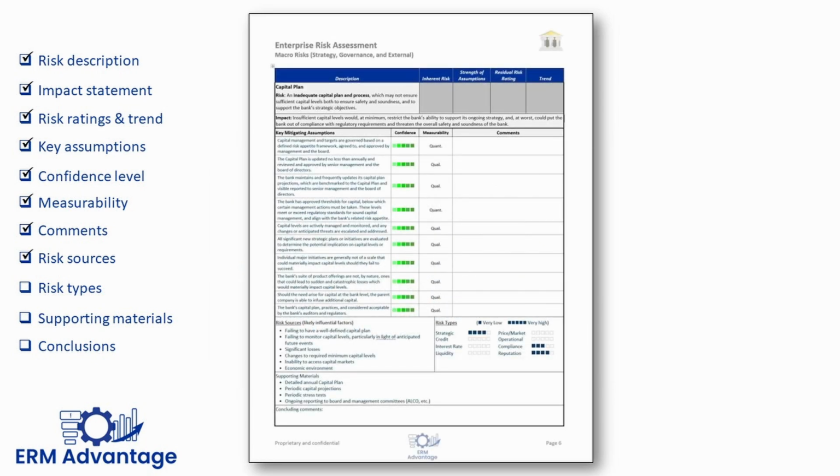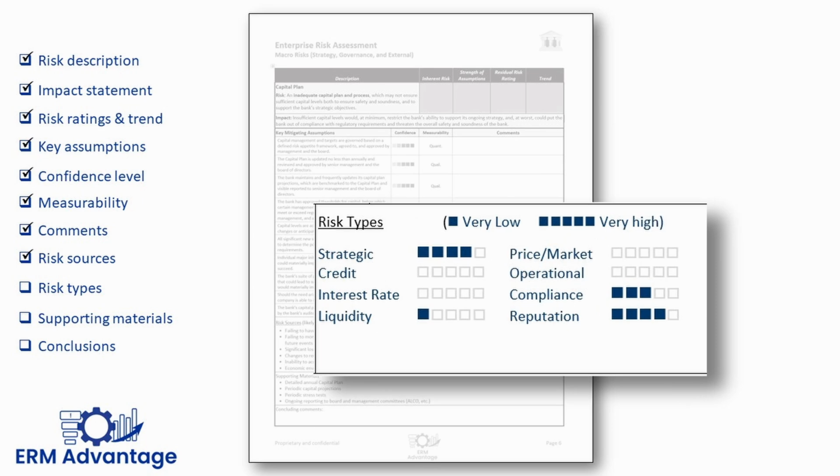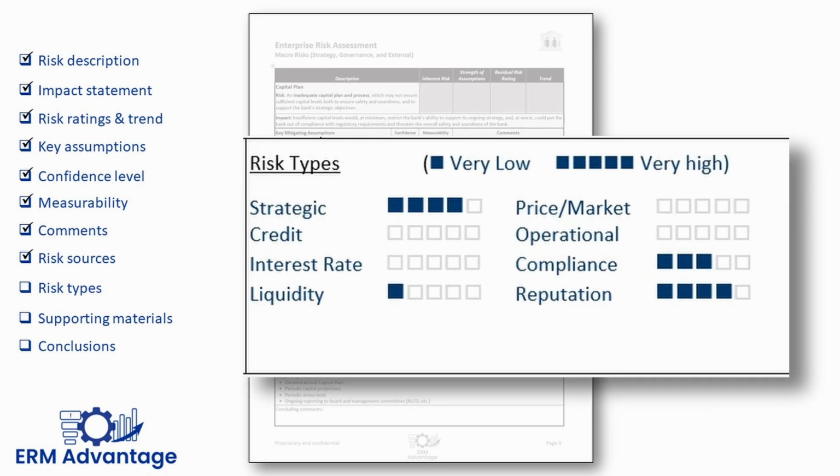Then, moving over, we want to give some thought to how the risk relates to our primary risk types. By doing this, again, we have an opportunity to look at the risk through these lenses, which sometimes brings some additional perspective.